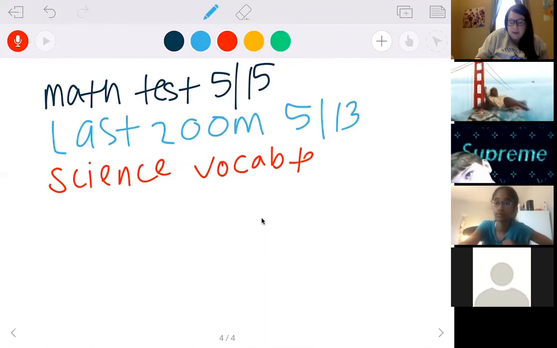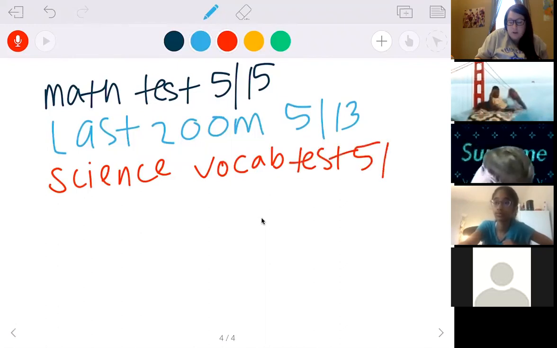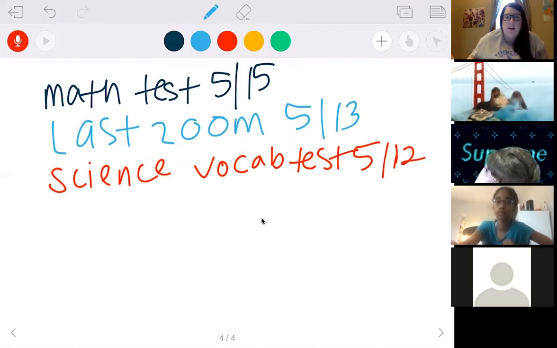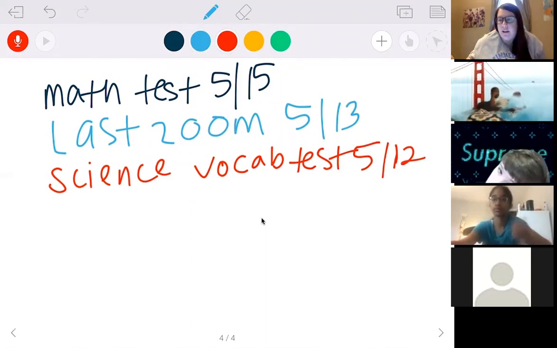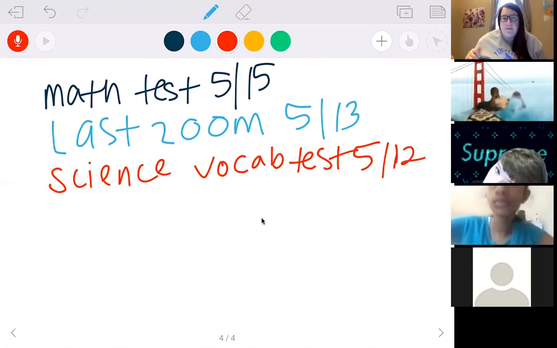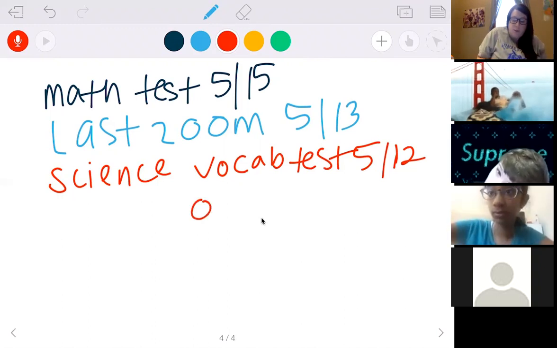For science, you're going to have a science vocab test Tuesday the 12th. That's this coming Tuesday, and it's on the words you did yesterday. So start studying those words you did yesterday. They're the weather words.